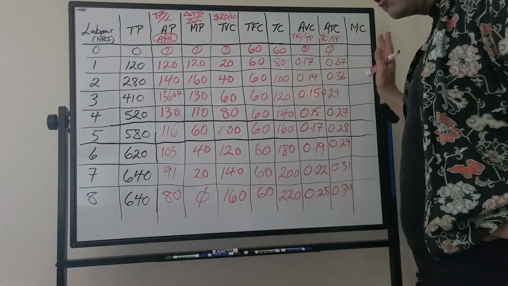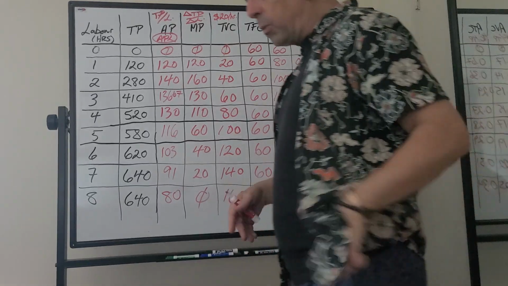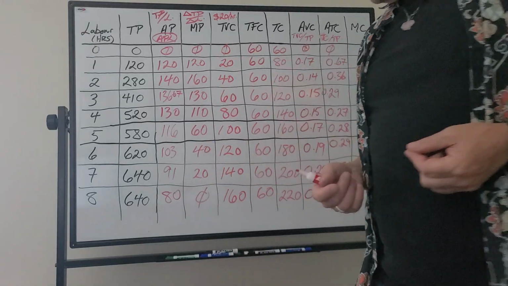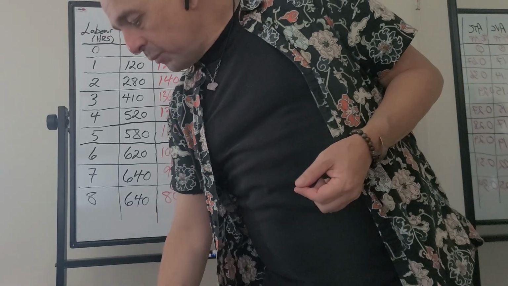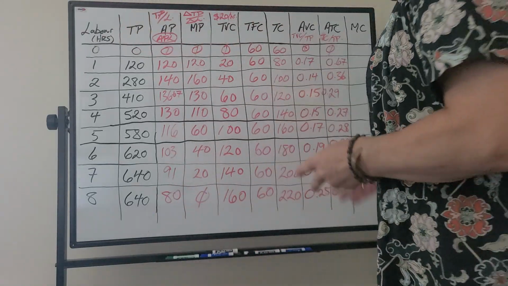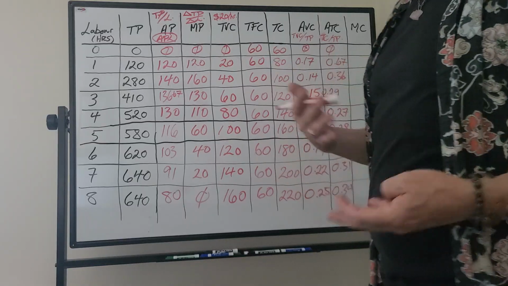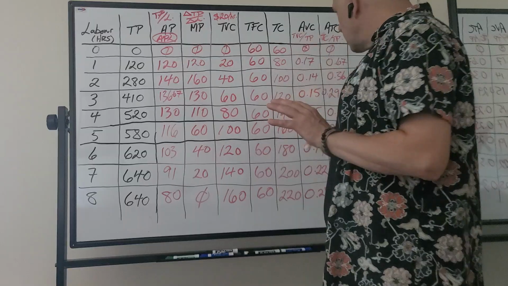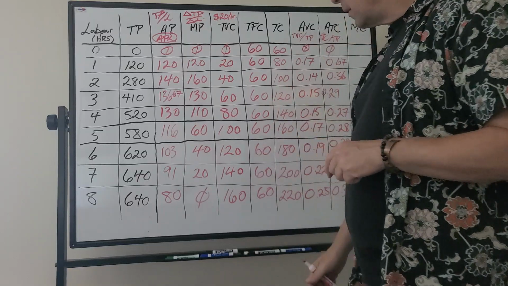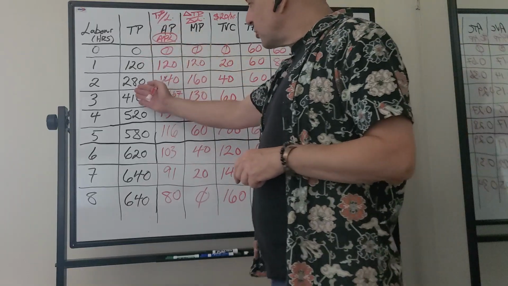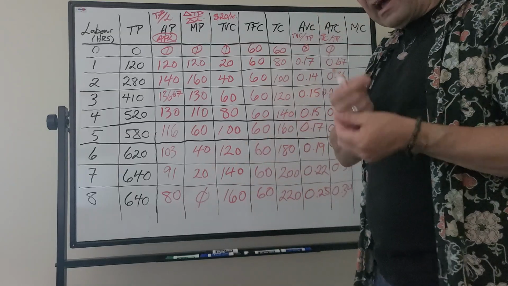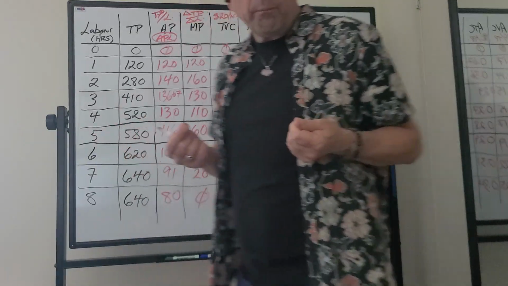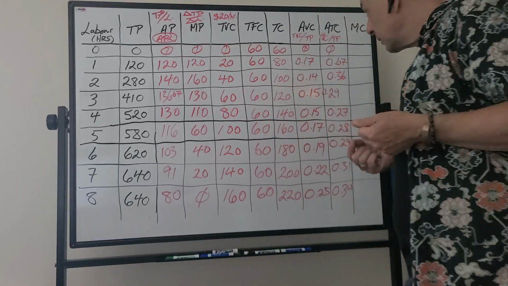Okay, so now let's look at the marginal cost. Now what we're doing here is we're looking at the change in our cost divided by the change in total product. So how much is our total cost changing, and then how much is our total product changing, and how much are we spending on each incremental product that we're getting, right?